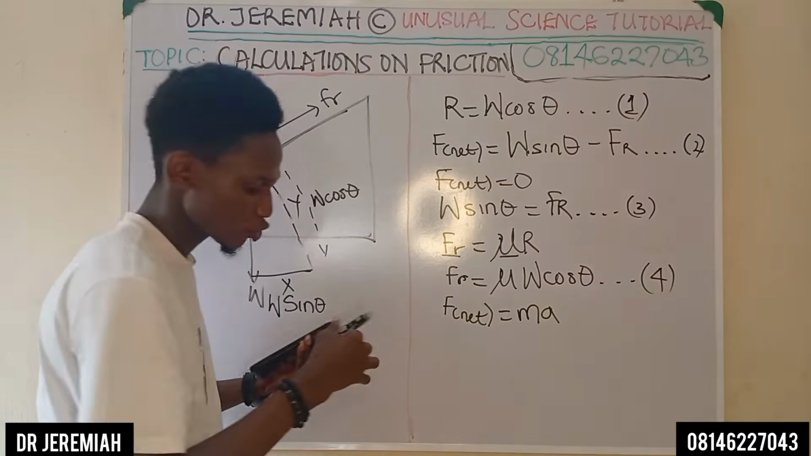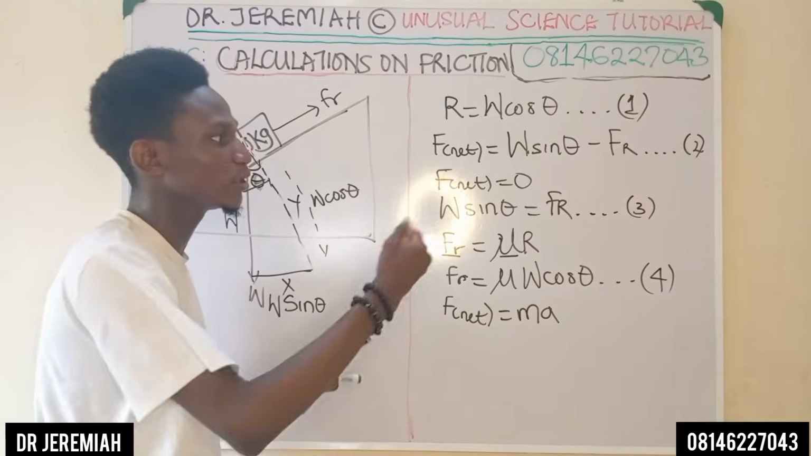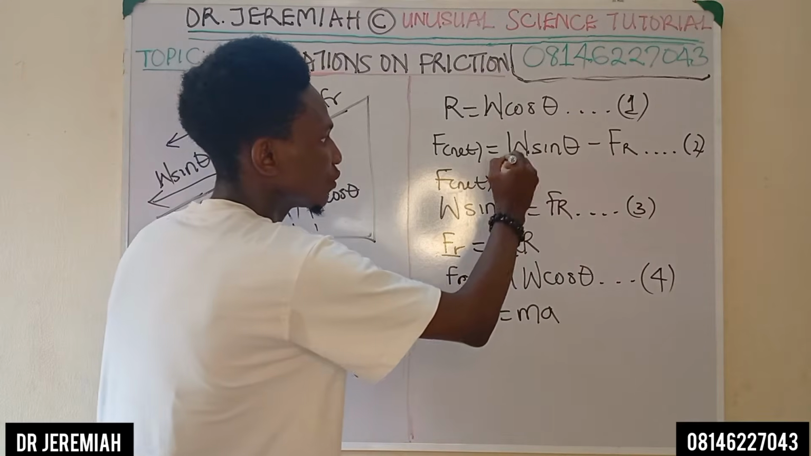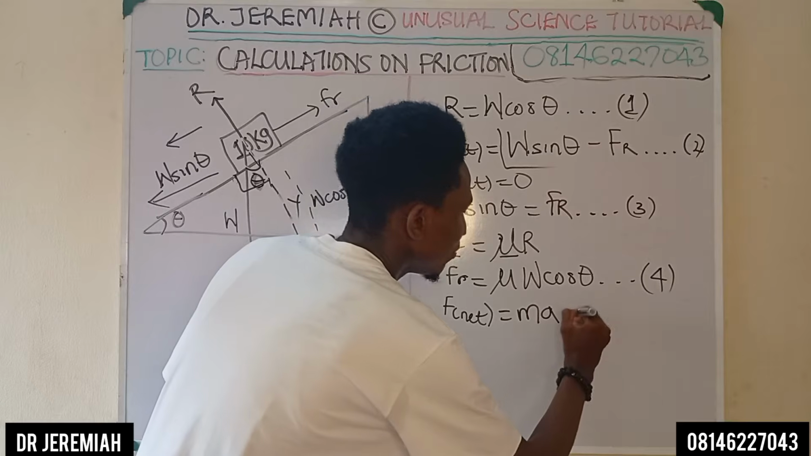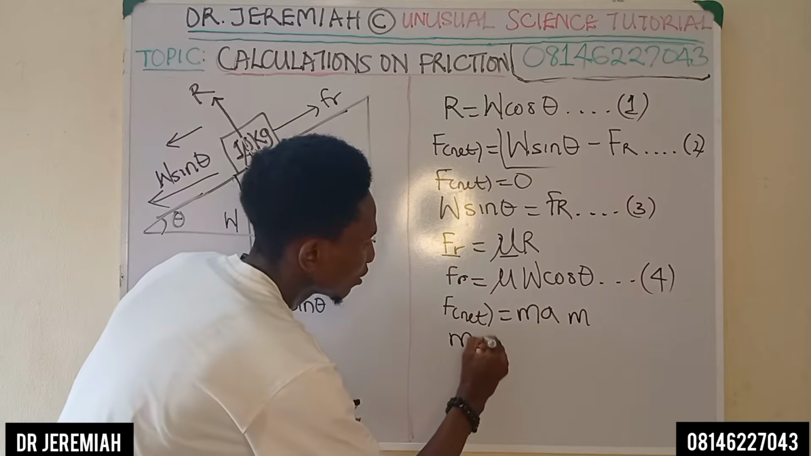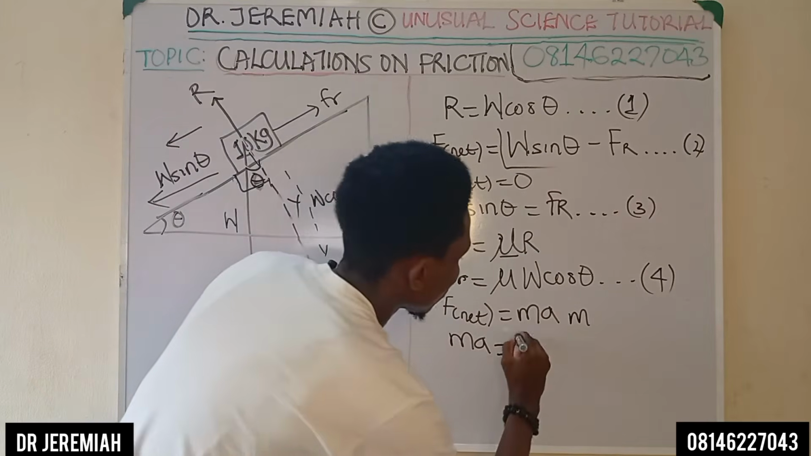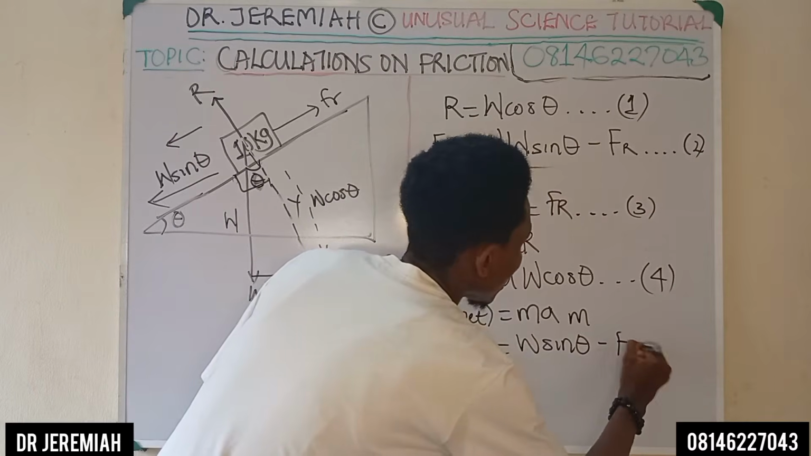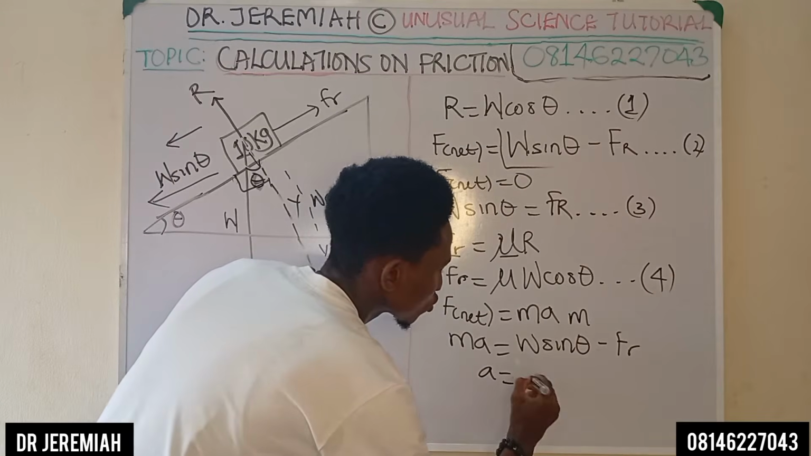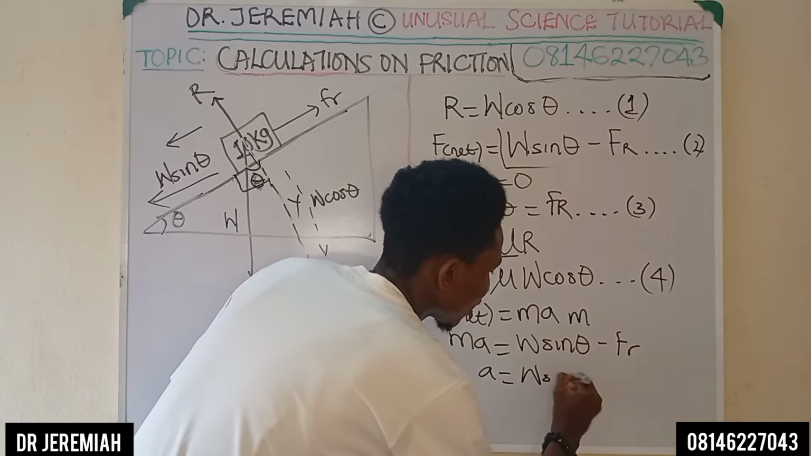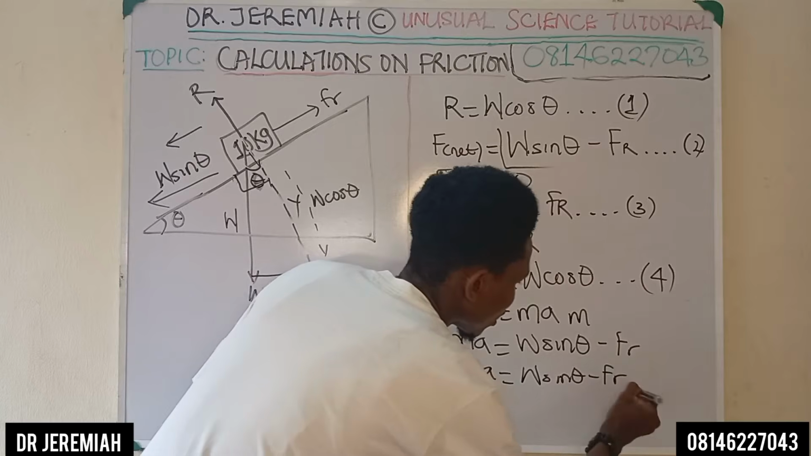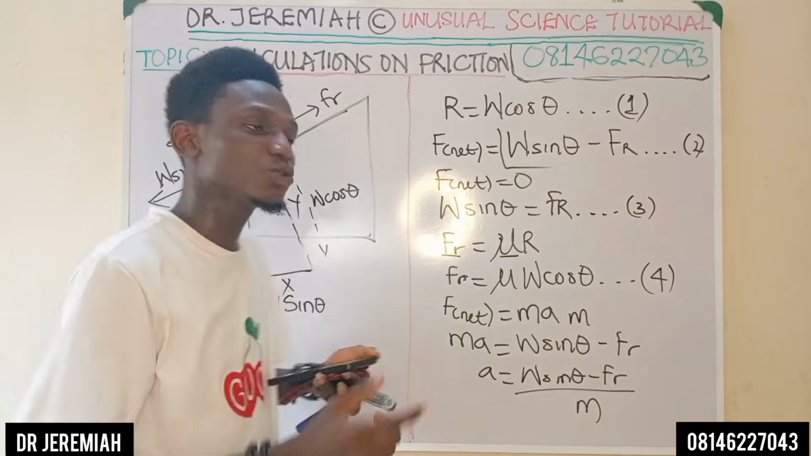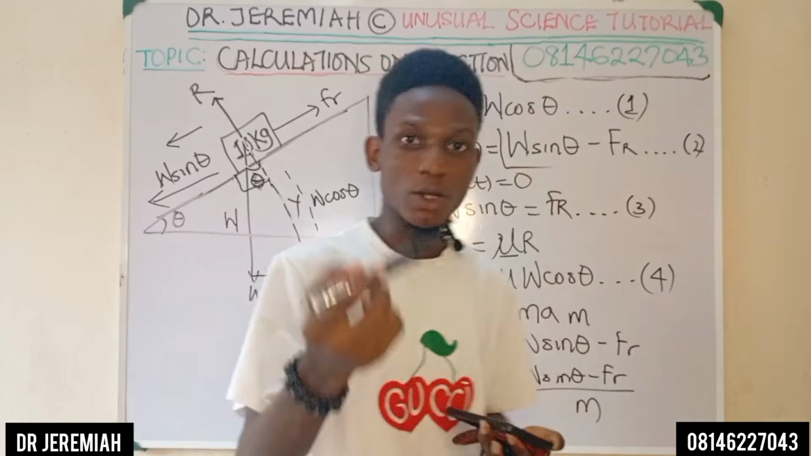And also lastly, note that net force, as I said in the previous video, equals to mass times acceleration. In case they say find the acceleration of the body, what will I do? MA equals to W sine theta minus FR. Hope you are following. So I'm going to have A equals to W sine theta minus FR divided by mass. So very simple. That's just the way this inclined plane works. With this, we are going to solve questions now.